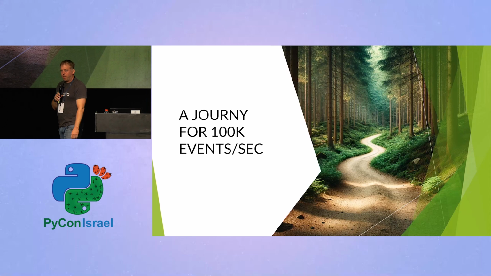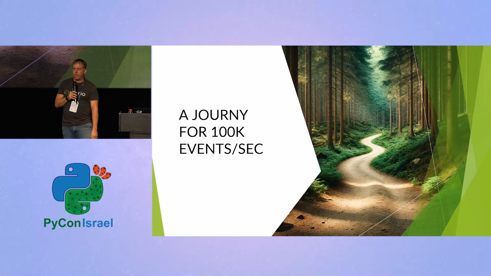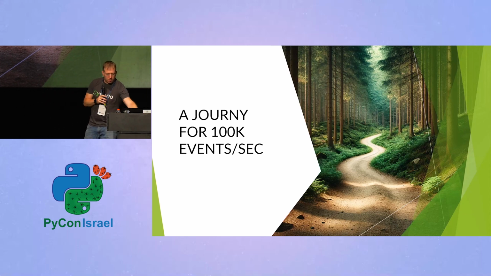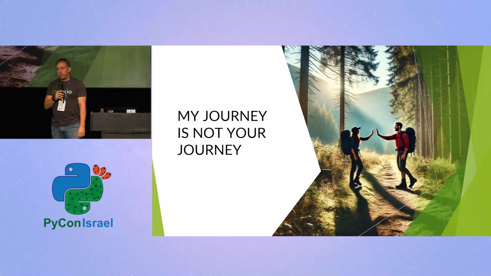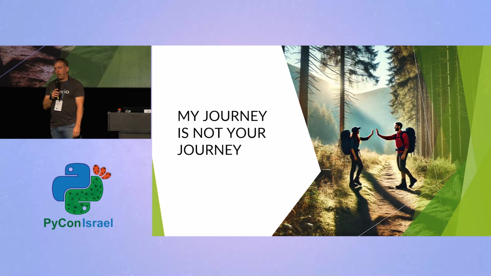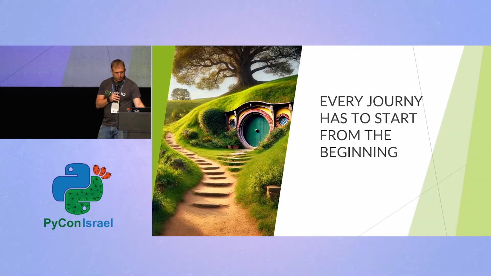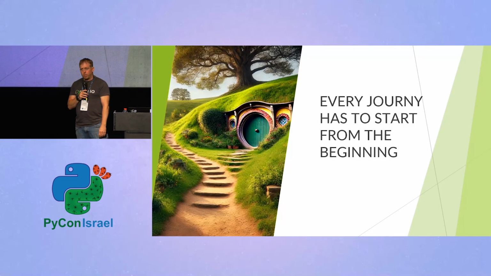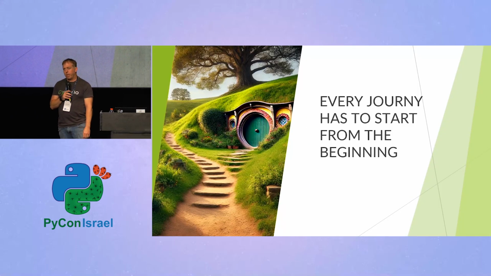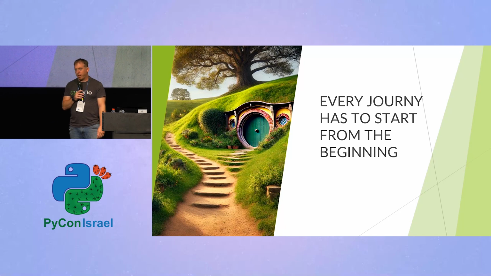So today I'm going to talk about a journey we had to accommodate around 100,000 events in our data system. But, you know, this is not about the journey. It's about the lessons we learned on the way. So I'm going to try and start from the beginning. So maybe not the beginning, but a beginning.